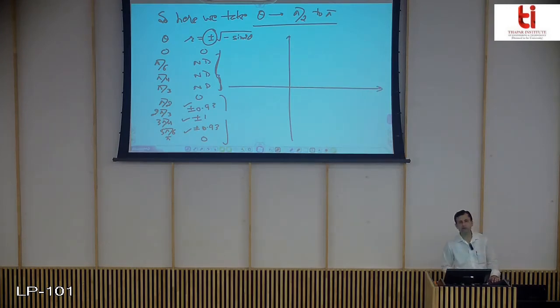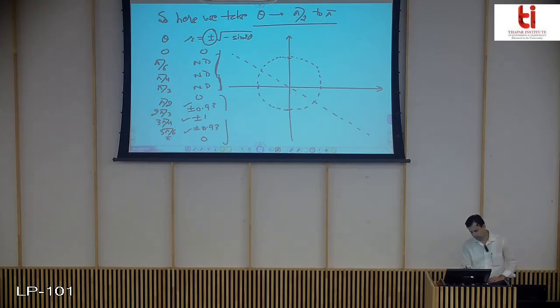Since the maximum value of r is 1, let me take 1 here. This is the circle of unit radius. Now the angles are 90, which is pi by 2, then 120, 135. So this is your 135 ray, and downward it is minus 60. And then you have 45.